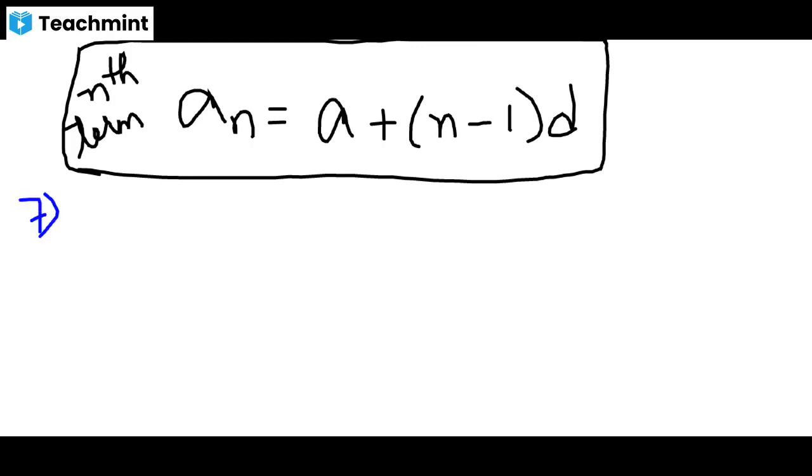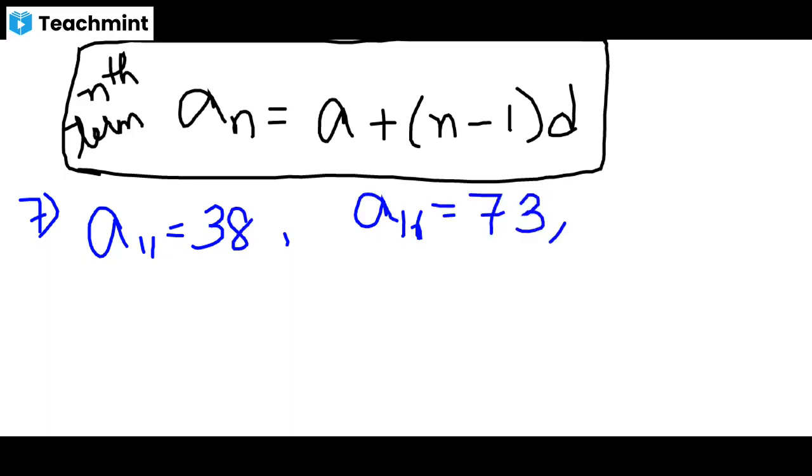Seventh question. Find the 31st term of an AP whose 11th term is 38. A11 is given, that is 38. And the 16th term is 73. A16 is given, 73. What you should find is the 31st term.